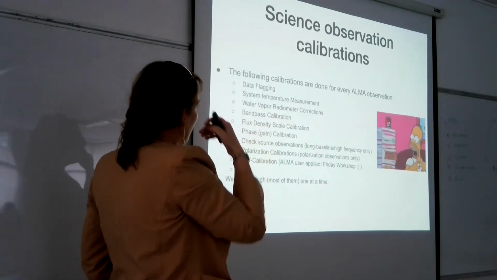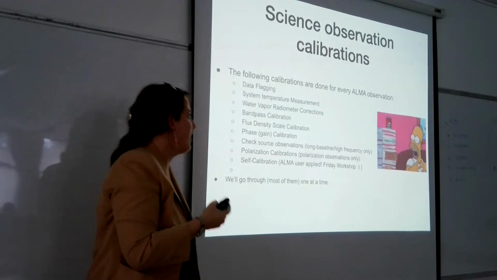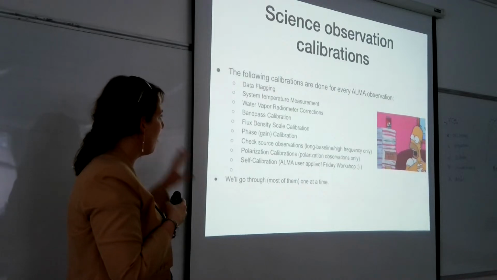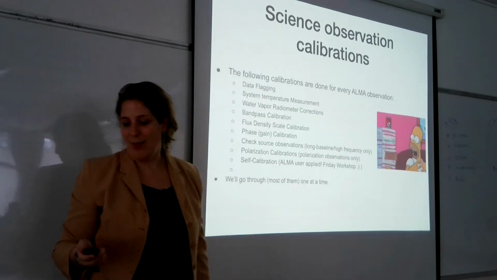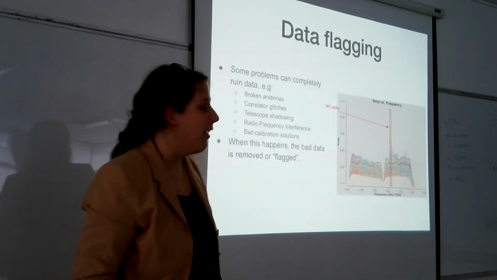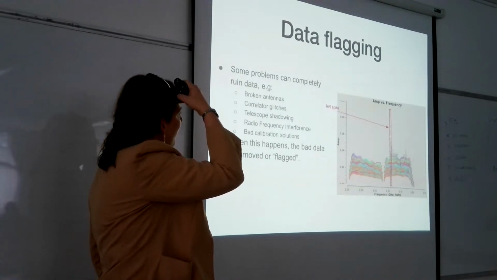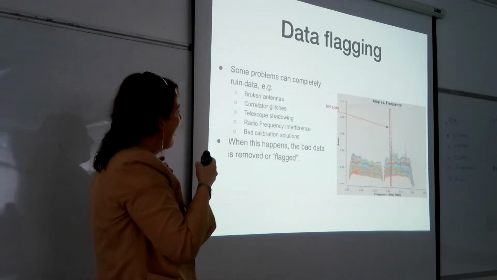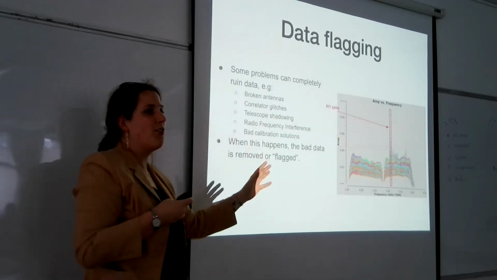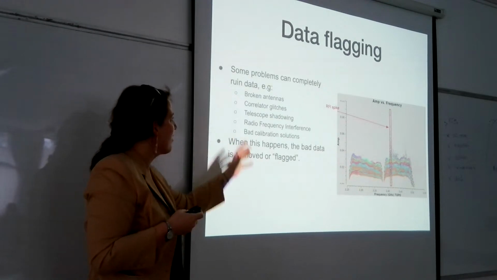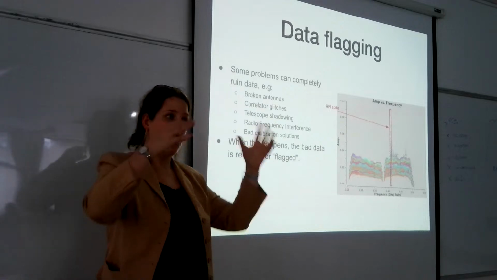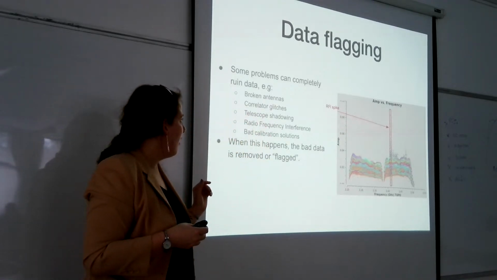Then there are a number of calibrations that are done for each ALMA observation. So we're going to go through them one by one. There are a lot, but again, most of it's not something you have to worry about when you're doing imaging. So first of all, this is essentially a check of things being broken during the observation. Like broken antennas, broken correlators, shattering of telescopes, radio frequency interference, so essentially other signals going around.